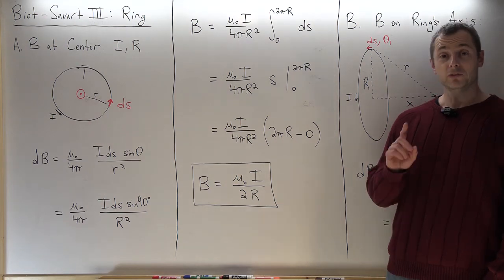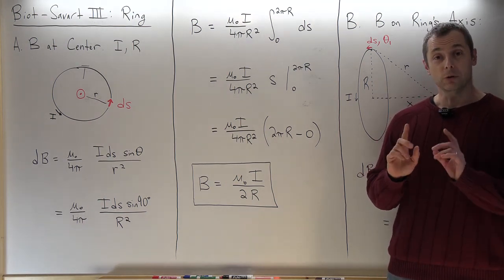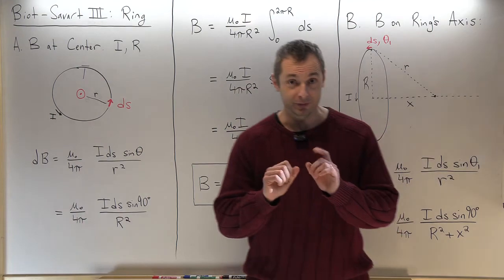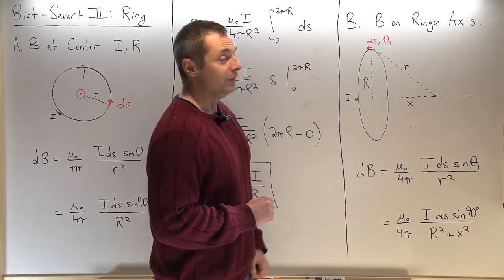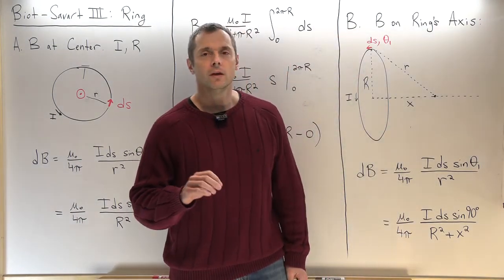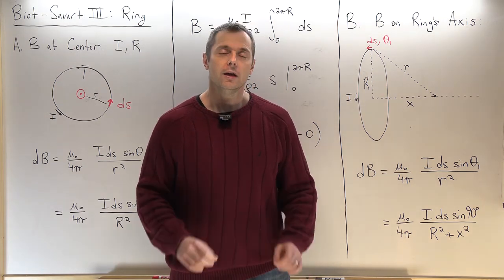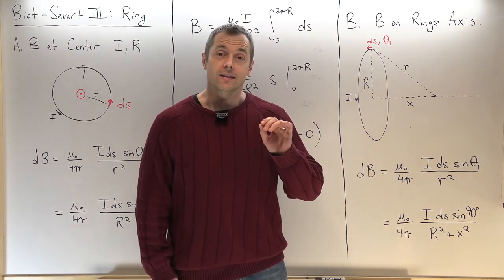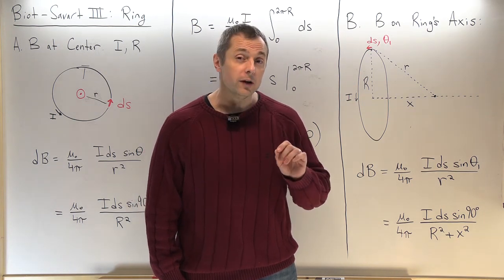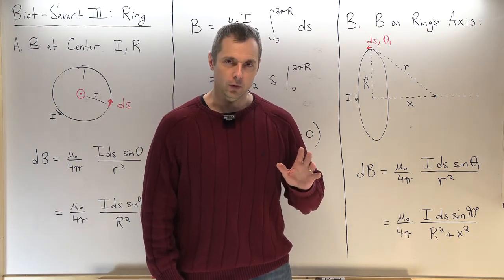Okay, that was example 1. Now we're going to move on to example 2, finding the magnetic field on the ring's axis. But before I begin, I first want to give you a little warning. In some ways, this example is one of the hardest things that we do all year in this course.